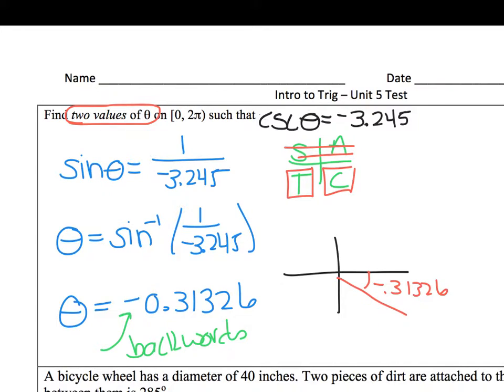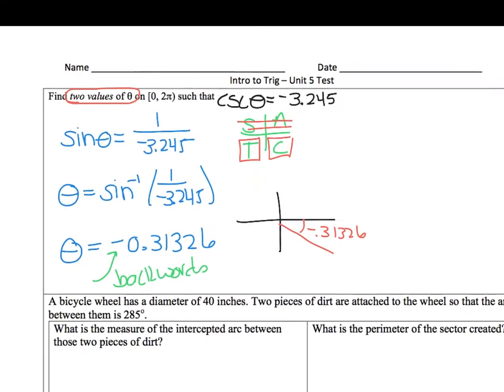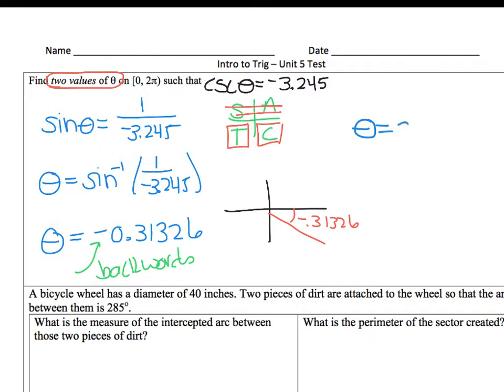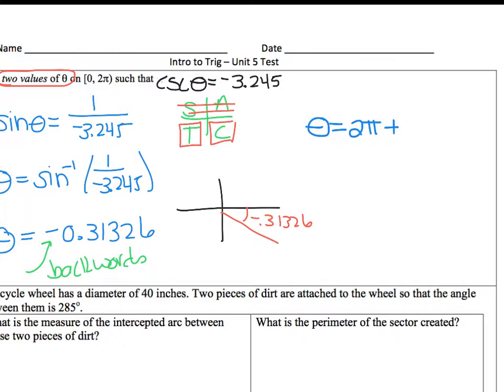So what we can do to get the proper interval is to find the coterminal. We find a coterminal by adding 2 pi. So we say 2 pi plus the negative 0.31326, and that's going to give me a theta value of 5.96991. So that's going to be our quadrant 4 answer.